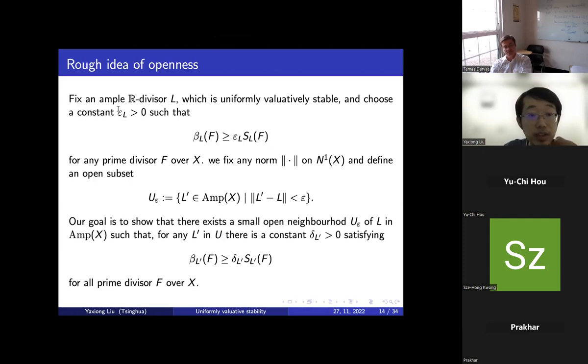For a rough idea, we fix an ample divisor L which is uniformly valuatively stable, and choose a constant epsilon_L such that it satisfies this inequality. So we fix any norm on this real space and define an open subset U_epsilon. We want to show there exists a small open neighborhood U_epsilon of L in the ample cone such that for any element L' in U, there exists some constant delta_epsilon(L') satisfying beta_L'(F) bigger than delta times S_L'(F).